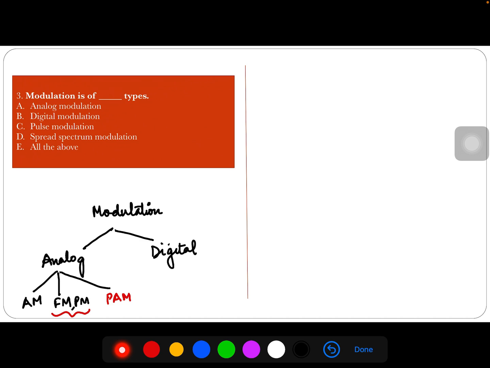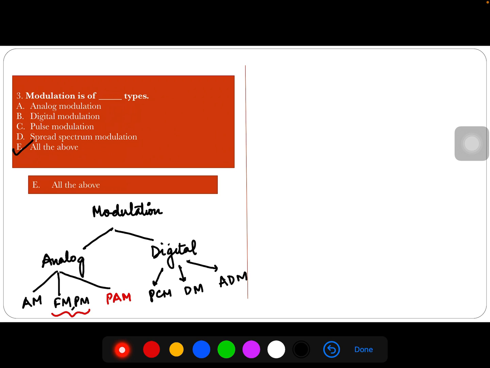Similarly, under digital modulation we have pulse code modulation, delta modulation, adaptive delta modulation, and differential pulse code modulation. So these are the various types of modulation systems. As you can see in the options, the correct option will be all of the above, because modulation is of analog type also, digital type also, pulse type also, spread spectrum modulation is also there. So the correct option is all of the above.